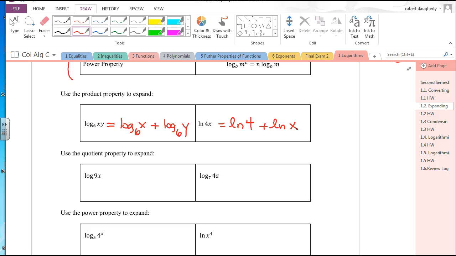There's a typo here. We will continue using the product property for these ones below. And then I'll give you another example of a quotient. The log of 9x. What's the base of that? What's the base of that logarithm?